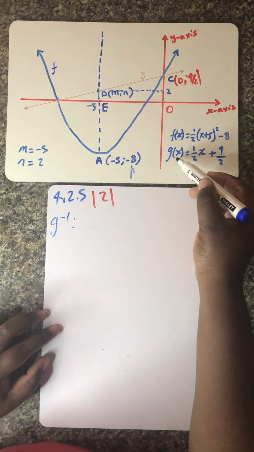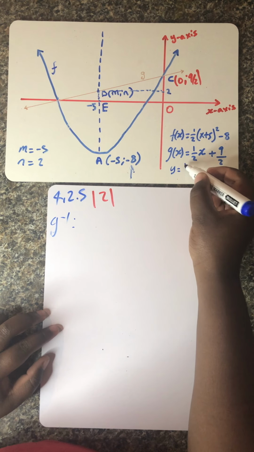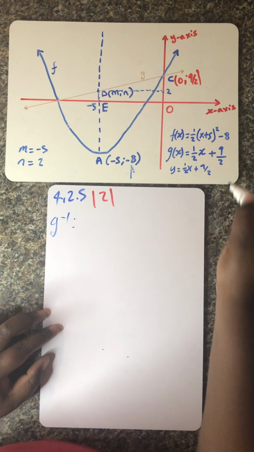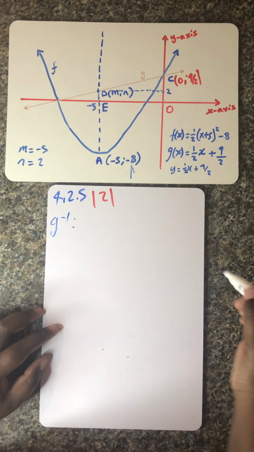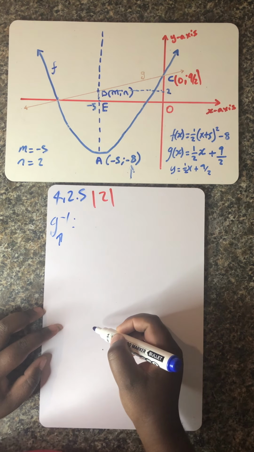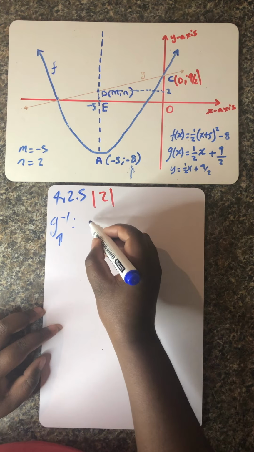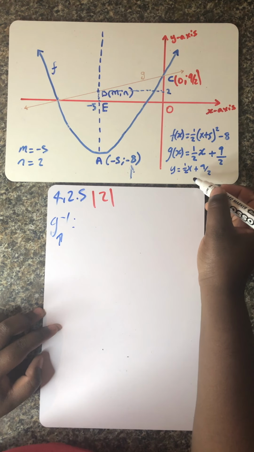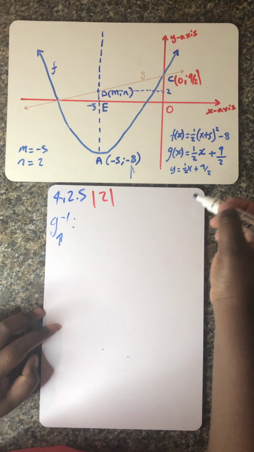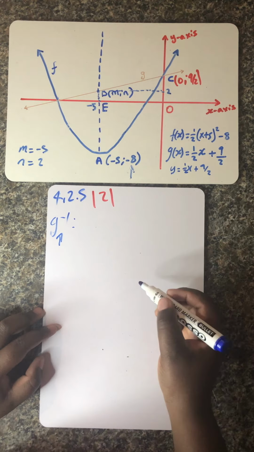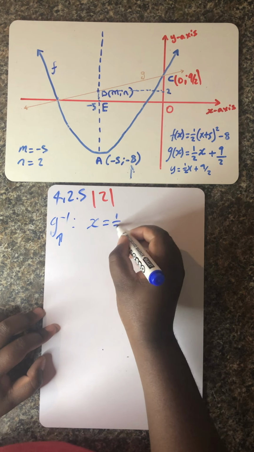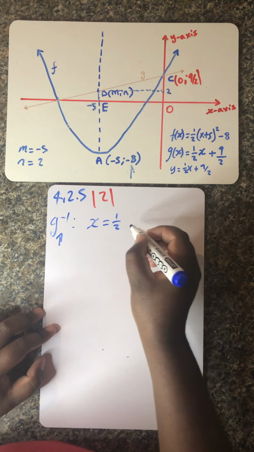Remember, the graph of g is y equals 1 over 2 x plus 9 over 2, right? So when they want you to calculate the inverse, they're simply saying swap the x and the y. So in place of y, write x. In place of x, write y. And then from there, write that equation in the form of y. So in short, guys, they're saying write x equated to, anything else remains the same, okay?